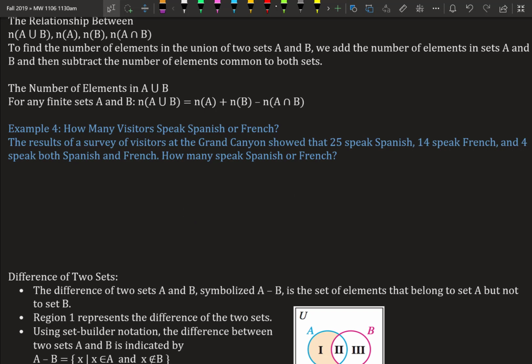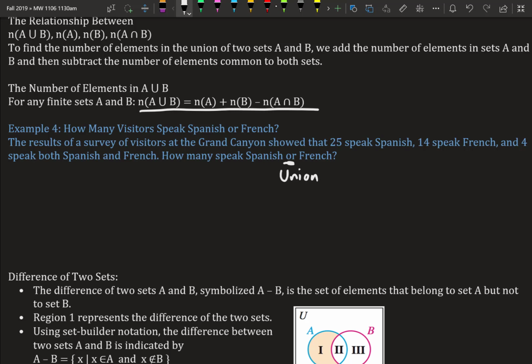So how many visitors speak Spanish or French? The results of a survey of visitors at the Grand Canyon showed that 25 speak Spanish, 14 speak French, and 4 speak both Spanish and French. How many speak Spanish or French? So I want to know who just speaks Spanish and who just speaks French. We're going to technically use this formula, but I'm going to show you that we really don't need to use it. So to find the or, remember or is the union. That's what or means.